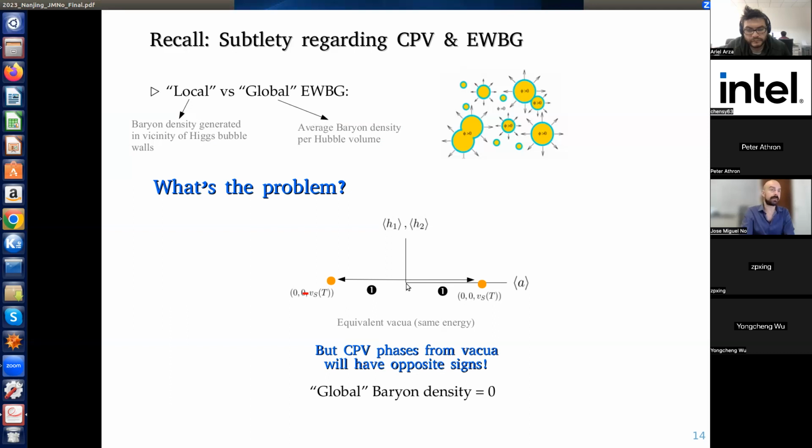And this means that in some regions of the universe, I will go to this vacuum, and in some regions I will go to this other vacuum, with equal probability, because they have the same energy. But the CP violating phase from this vacuum and from the other will have opposite signs. So at the end of the day, I'll have regions where I have produced a local baryon excess, and regions where I have produced a local anti-baryon excess. And then when I average out, the global baryon density will be 0, up to statistical effects of having a slightly larger region somewhere than others.